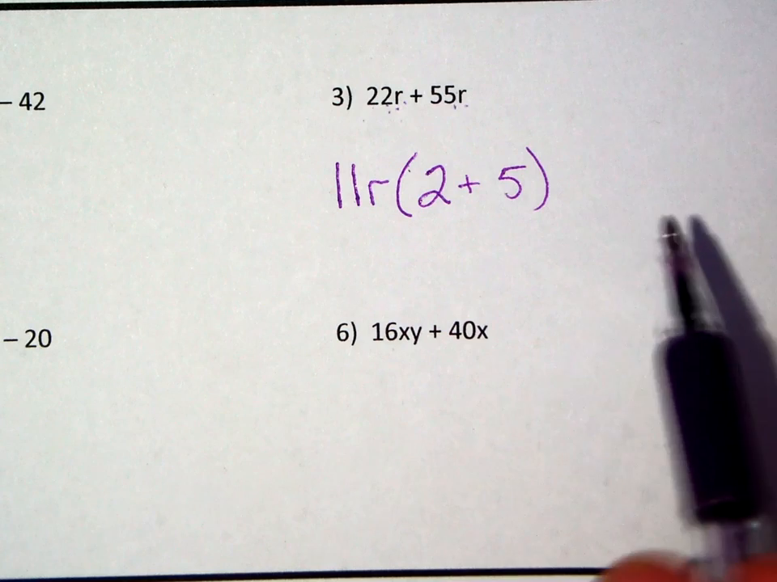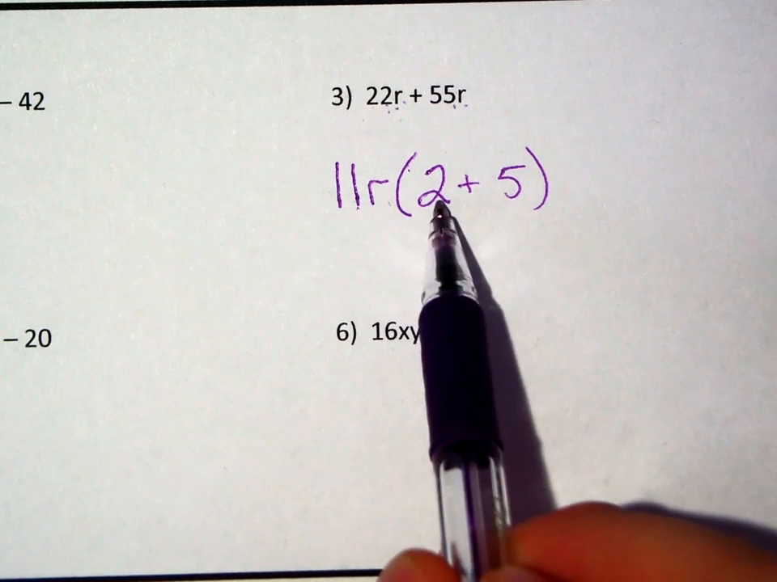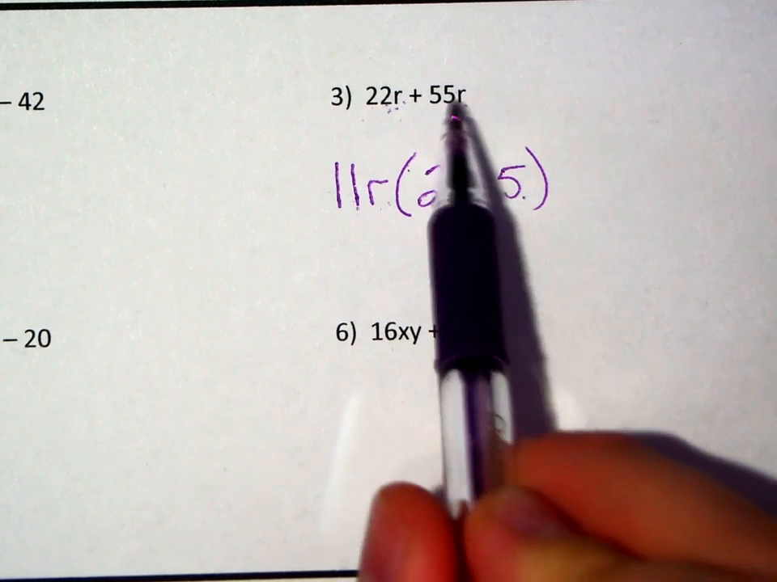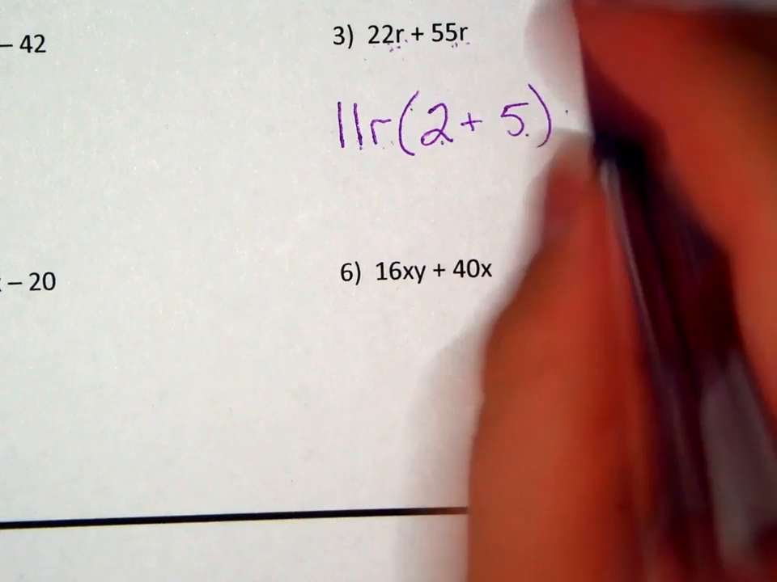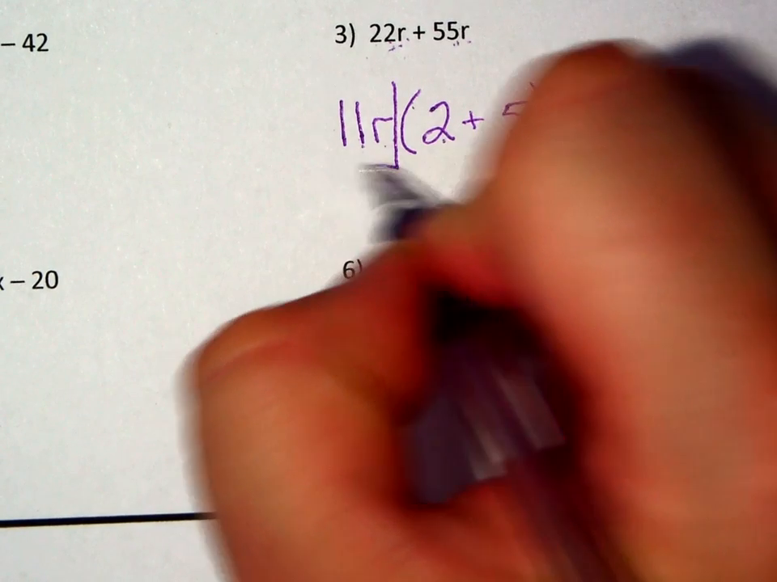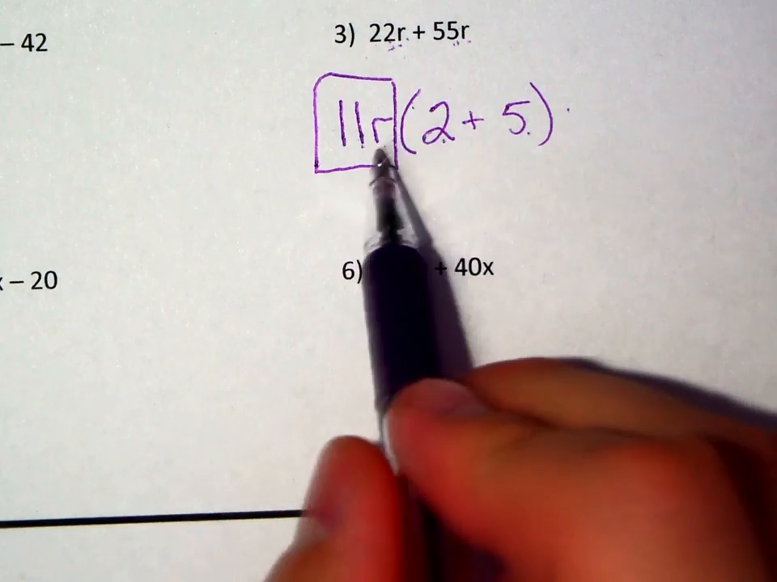And if we wanted to check our answer to make sure we were correct, we could say 11r times 2 is 22r. 11r times 5 is 55r. And we would know that we had correctly factored this expression. And then our GCF is what we were able to factor out, 11r.